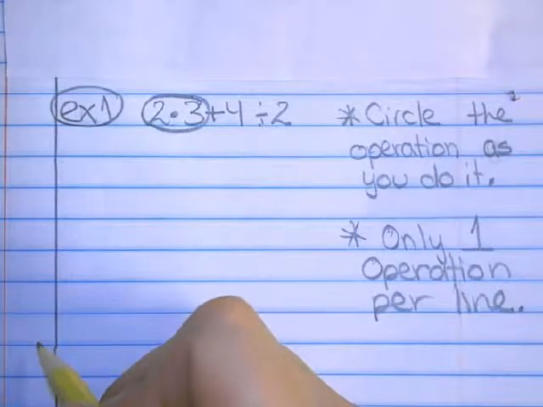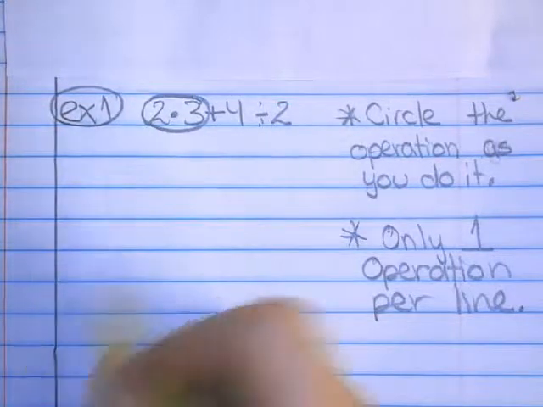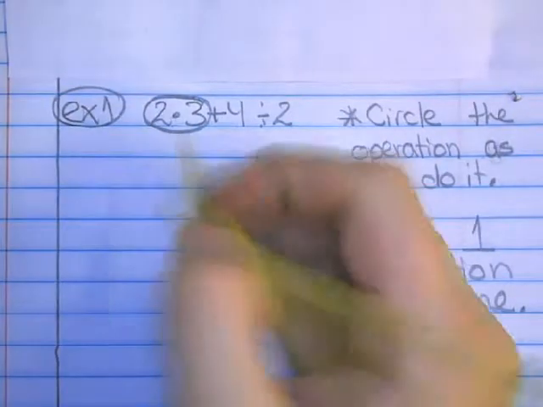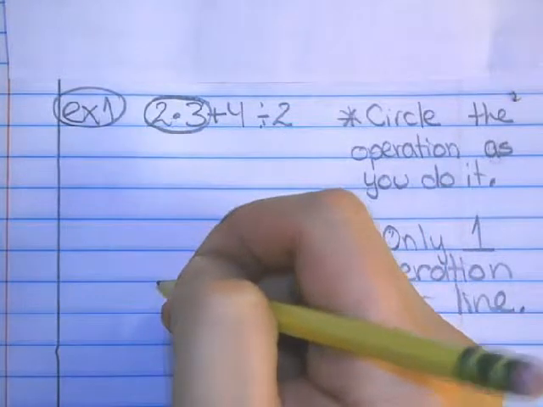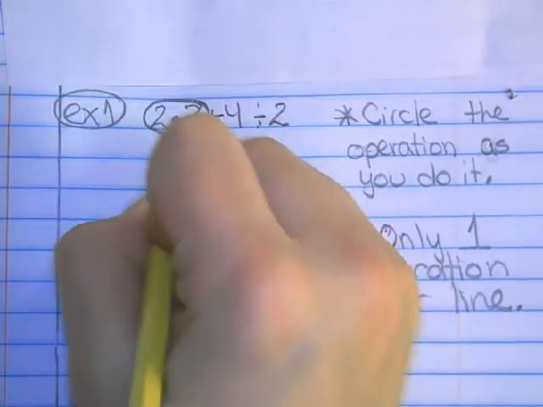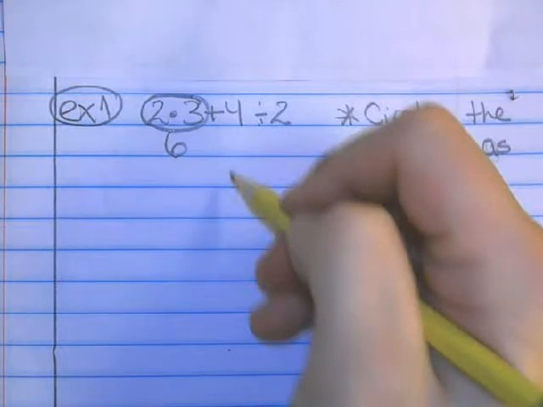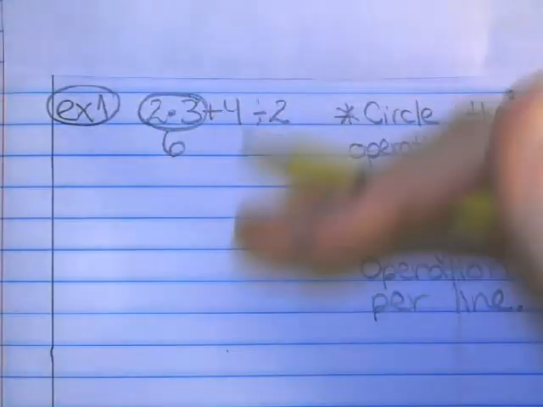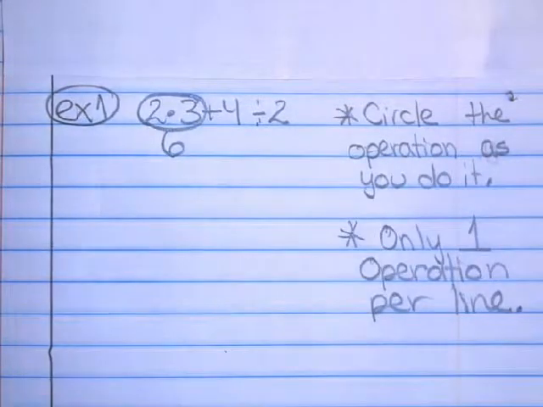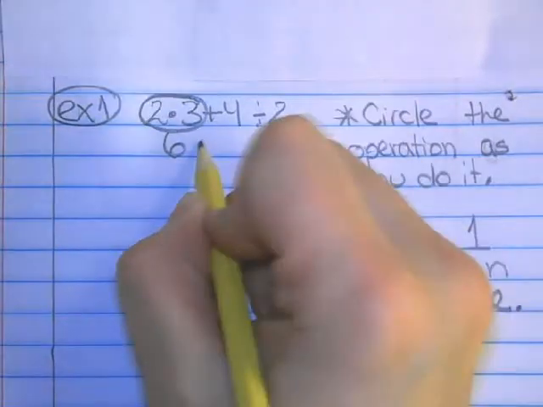I'm going to circle that operation, 2 times 3. I'm going to put the answer to that operation directly under my circle. What is 2 times 3? 6. Then I bring all of my other operations exactly straight down. I'm not going to rearrange them or move them around. I'm going to bring them straight down.